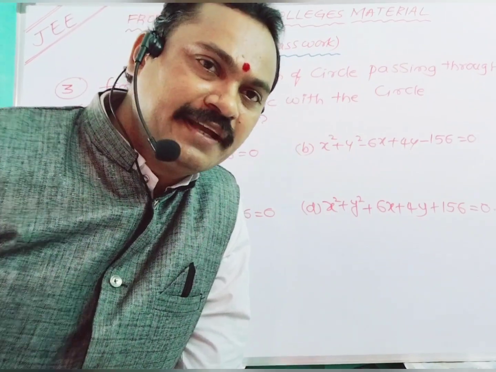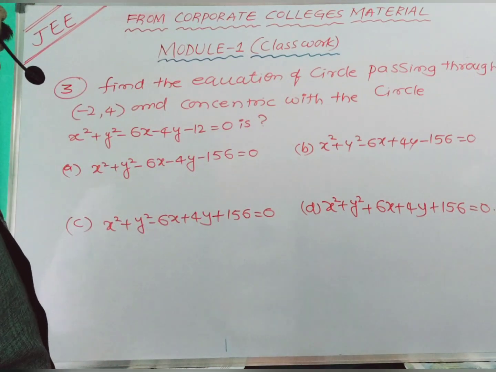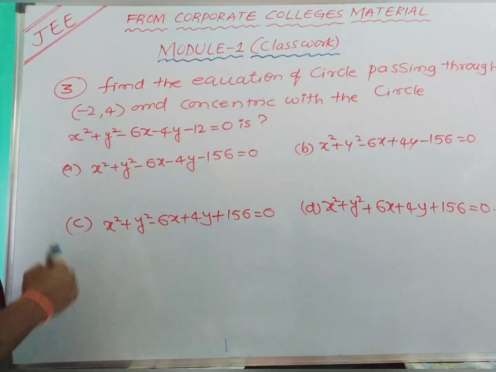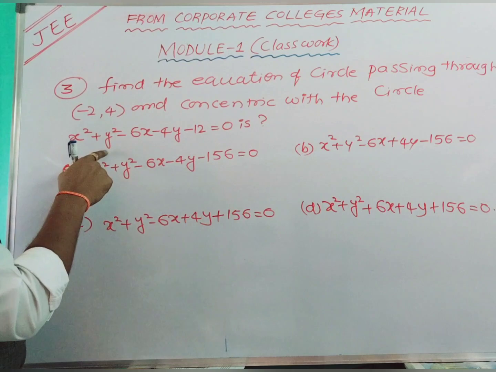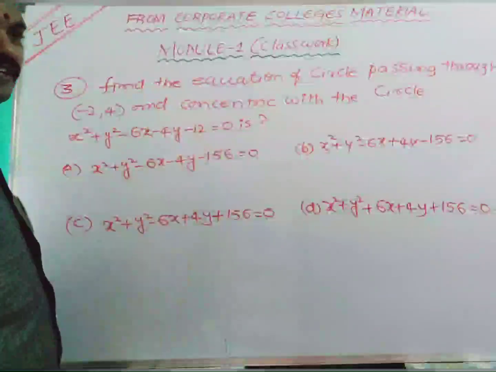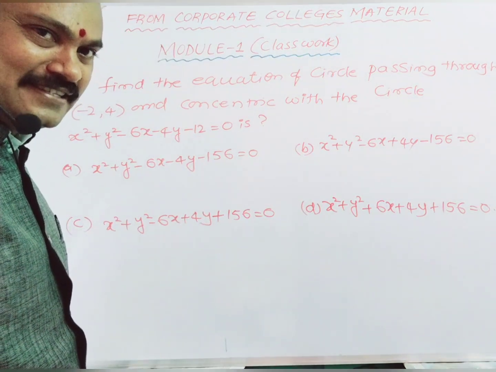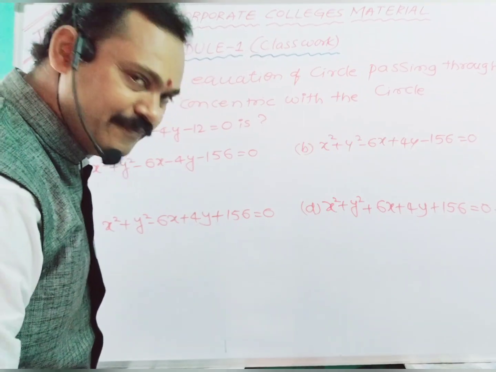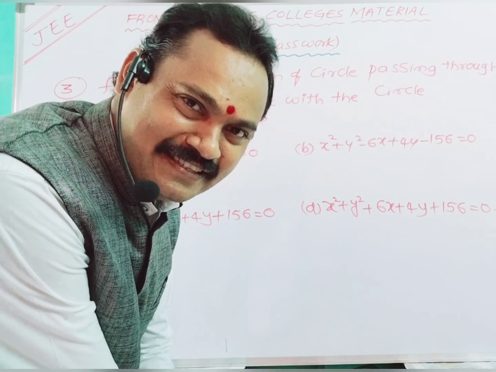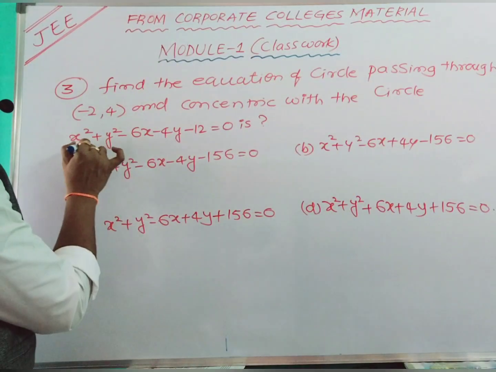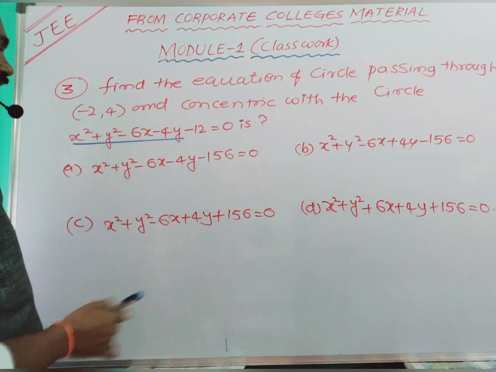Find the equation of the circle through the point minus 2 comma 4 and which is concentric with the circle x square plus y square minus 4y minus 12 equals 0. Already we have discussed concentric circles. If two circles are there, they differ only by constants, that we have discussed, right? First four terms are as usual: x square plus y square minus 6x minus 4y, as it is.